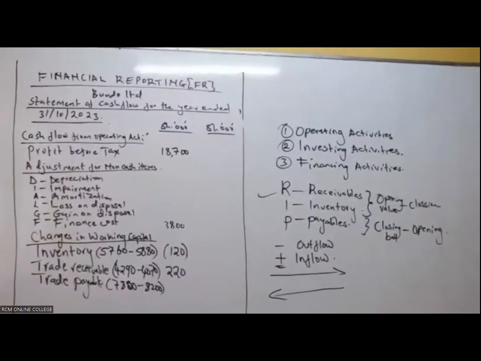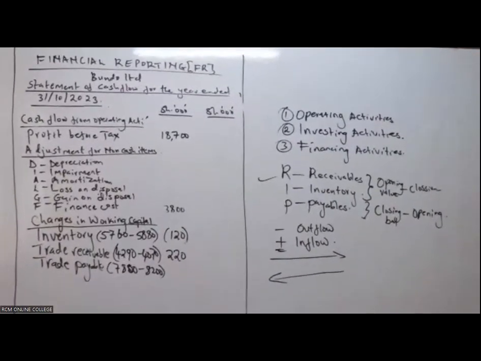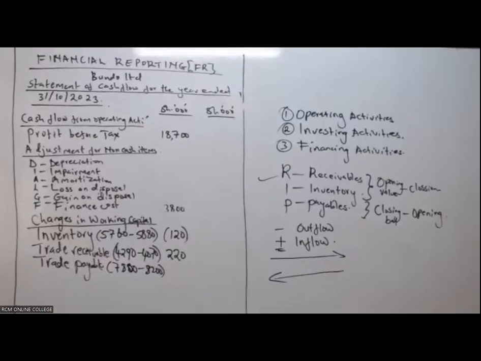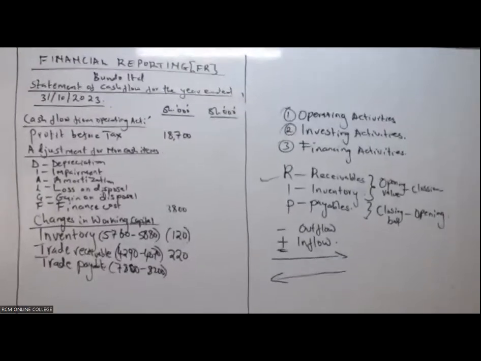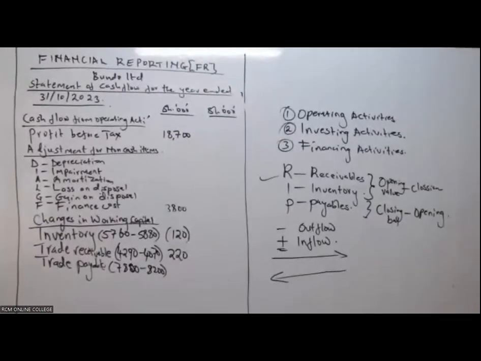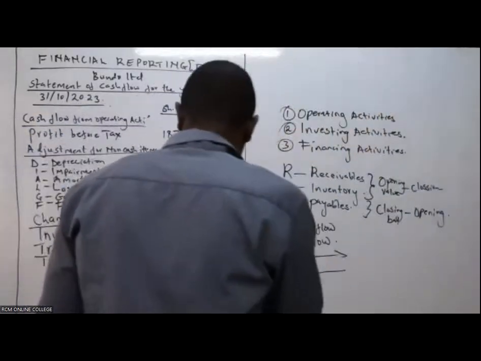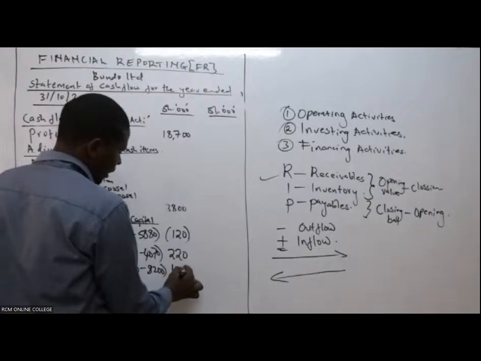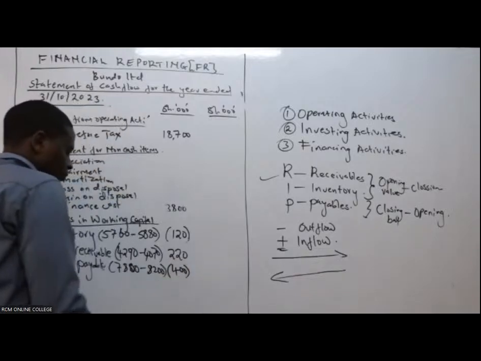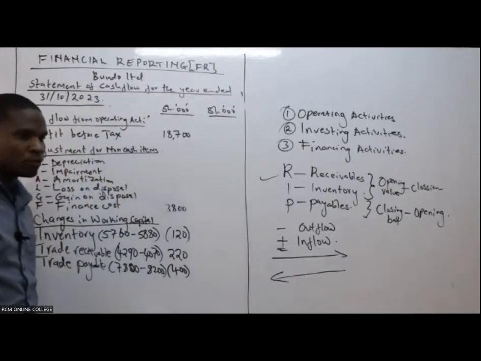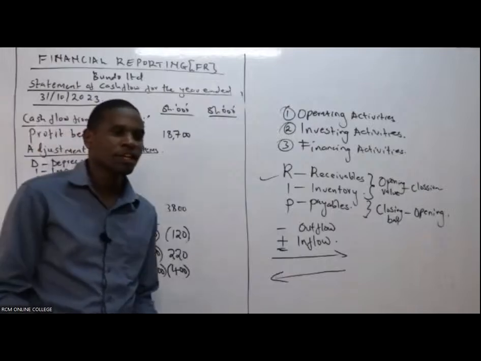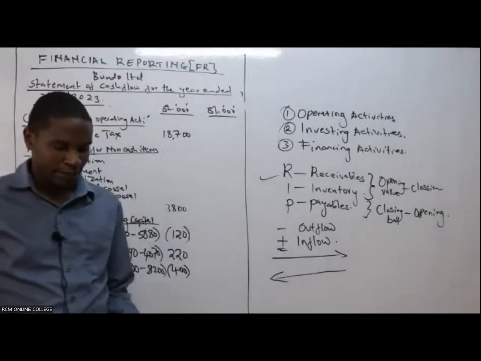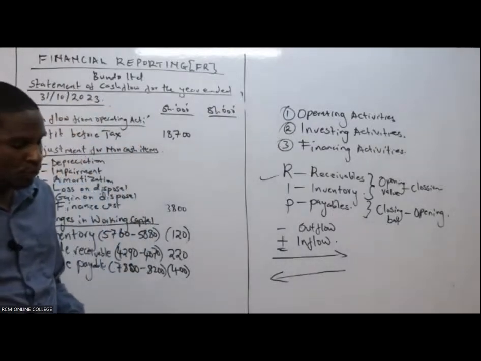Patia hiyo. Watu wanapata 400, which is a negative. Asante. 400, which is a negative. That means there was an outflow. So our cash reduced by 400. Our cash reduced by 400.